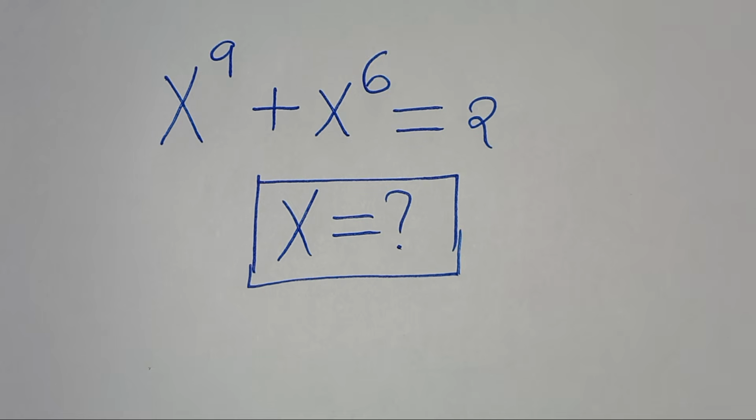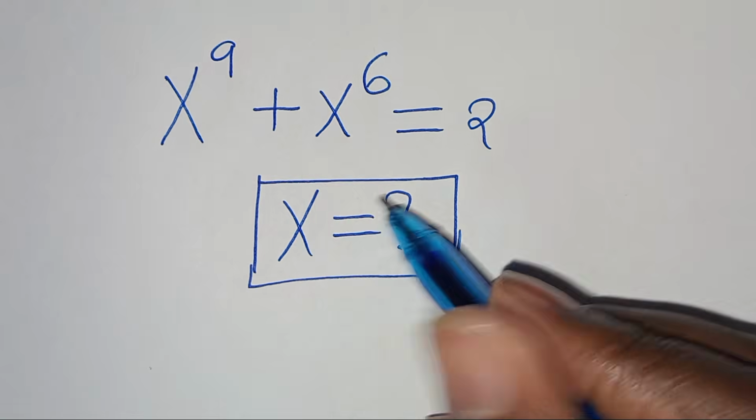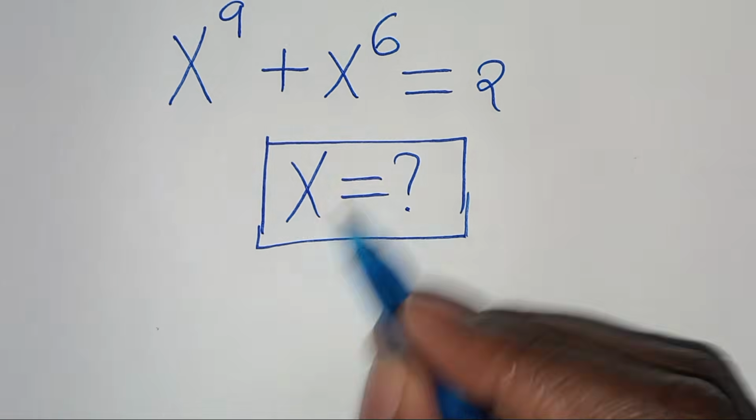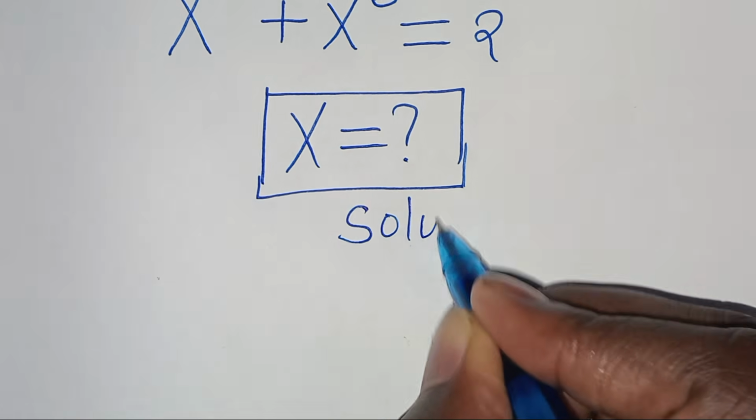Hello everyone, you're welcome to solve this nice algebra problem, which is x to the power of 9 plus x to the power of 6 is equal to 2. So what are the values of x? Now let's provide a solution from here.